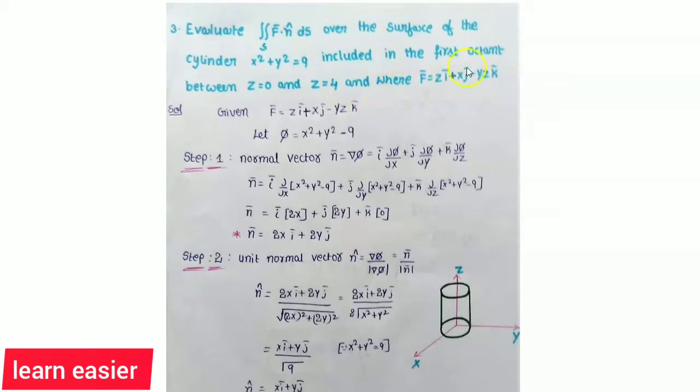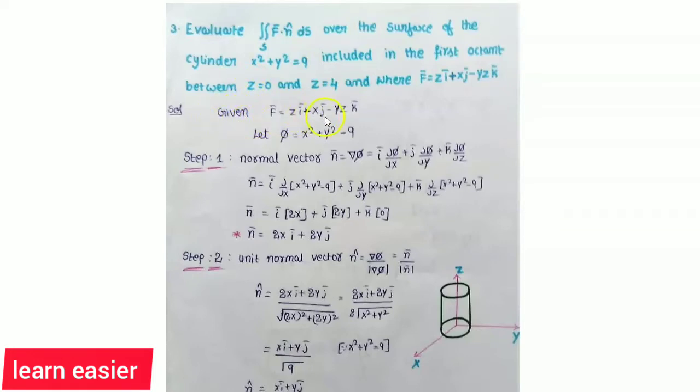Now you can see here the surface of the cylinder is formed by three main surfaces. Those are x square plus y square equal to 9, and the surfaces z equal to 0 and z equal to 4. So these three main surfaces form the overall surface of the cylinder. And you can see these surfaces are in the first octant. That means in the first octant the three variables x, y and z are positive. So let's start the solution.